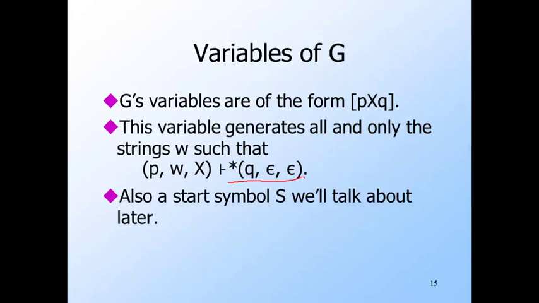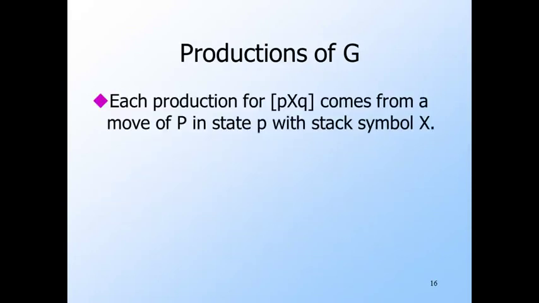And there is one more variable of G, the start symbol S. There may be many productions for variable [PXQ]. For each move of the PDA from state P with X as the top of the stack, we produce one or more productions. There are several cases, and they get increasingly more complex depending on how long the stack string is that replaces X at the first move.